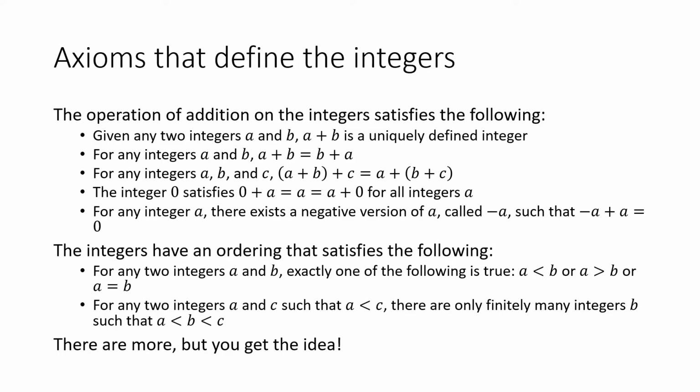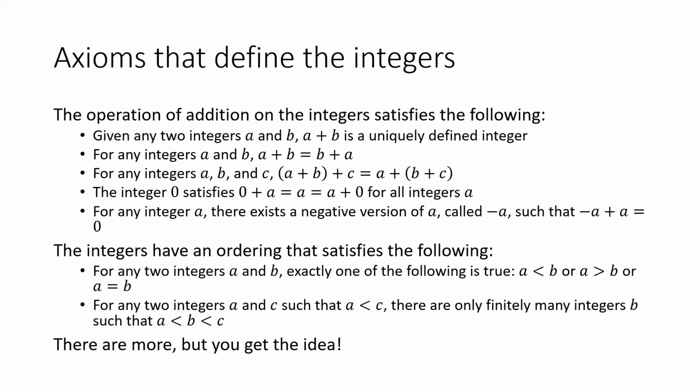So for example, here are some of the axioms that define the integers. The integers would not be the integers as you know them if any of these things were missing. The operation of addition on the integers satisfies the following. If you have any two integers, let's call them a and b, then a plus b is a uniquely defined integer. In other words, if you know what a and b are, you always get the same thing when you add a and b. You never suddenly get something different one day. Like 2 plus 3 is always 5, it's never 7. That's what uniquely means there.